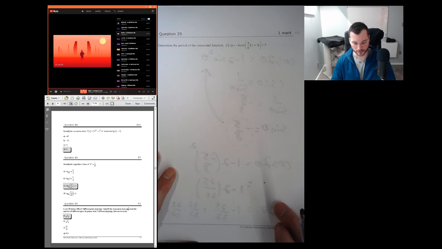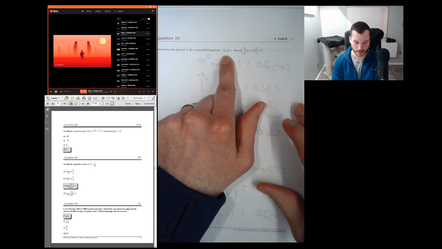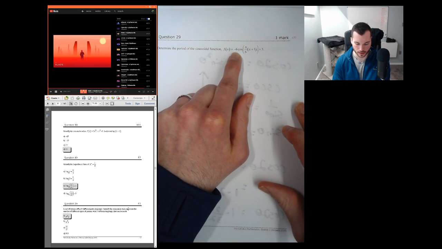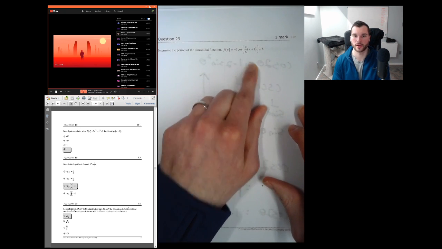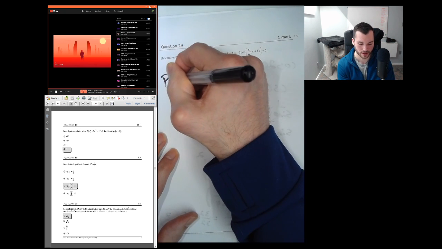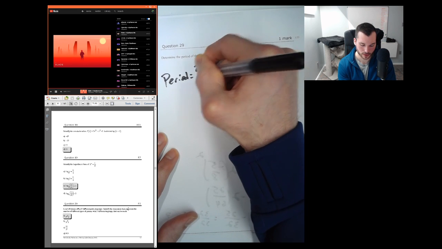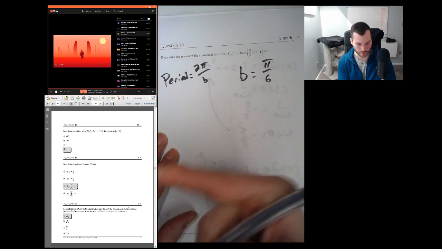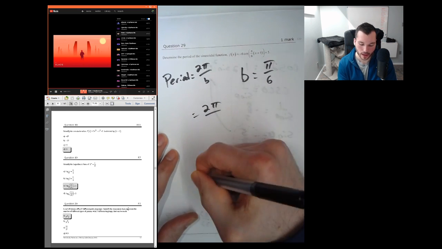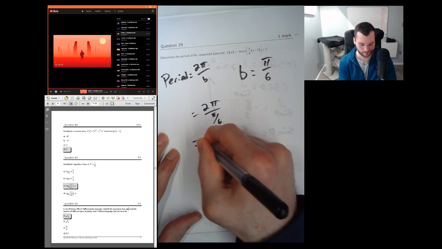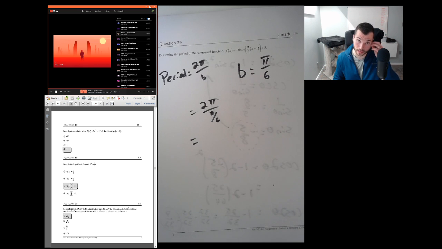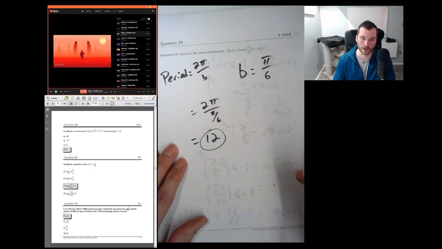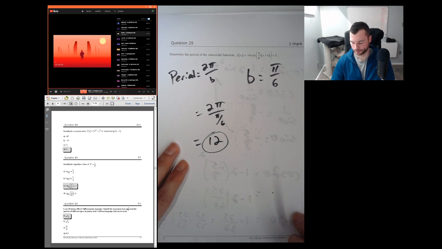Man, when are we going to get to some graphing? Want some graphing stuff. Okay, determine the period of the sinusoidal function f of x equals negative 6 cos. Wow, they give you so much information here, and literally all you need to do is period is equal to 2 pi divided by b, and b is that. Pop it in. Pi divided by 6. You know, complex fraction, work it out. Reciprocal multiplication. Pi's cancel out. 6 multiplies the 2. 1 mark. Okay.